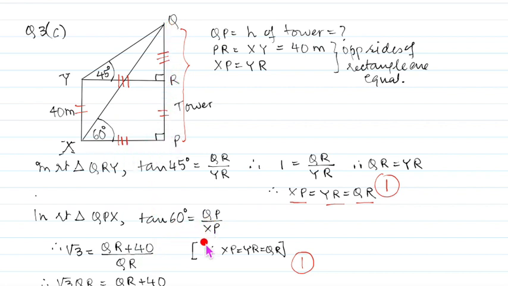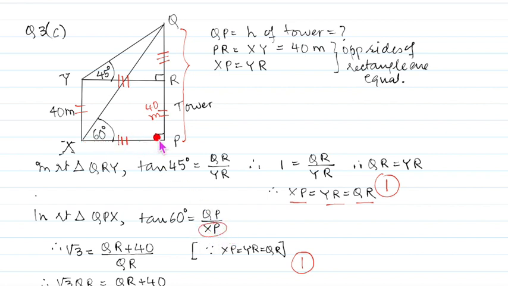Can you see that? QP upon XP. But what is QP? It is QR plus RP. And how much is RP? If this is 40, this also is 40 meter, correct? So we write QR plus 40 upon what is XP.